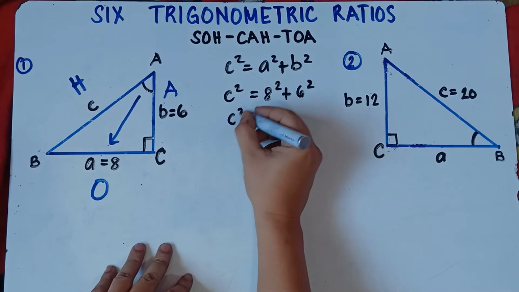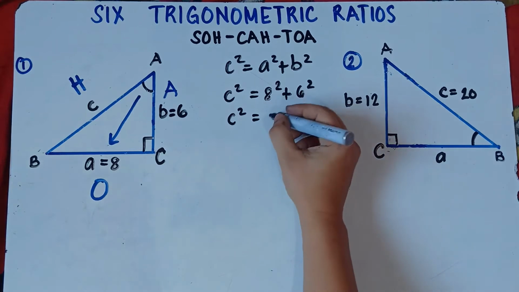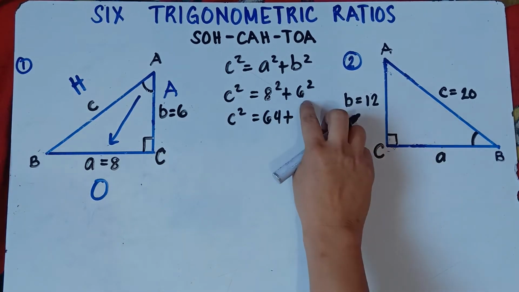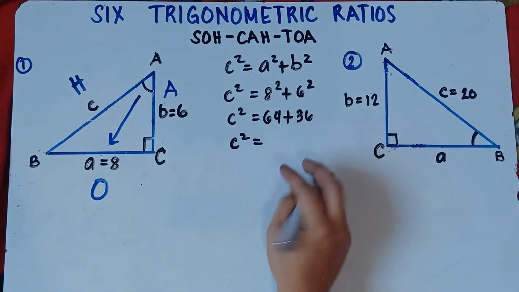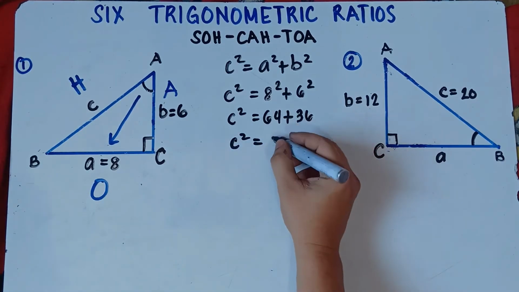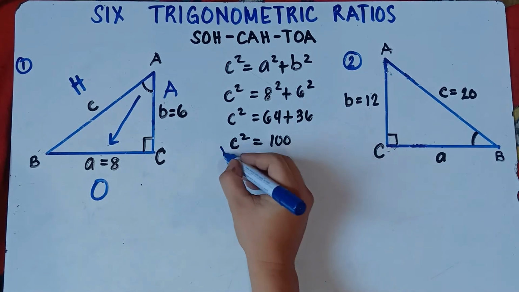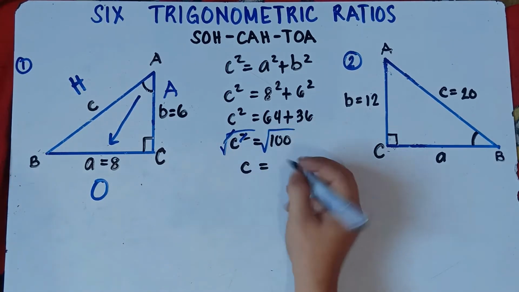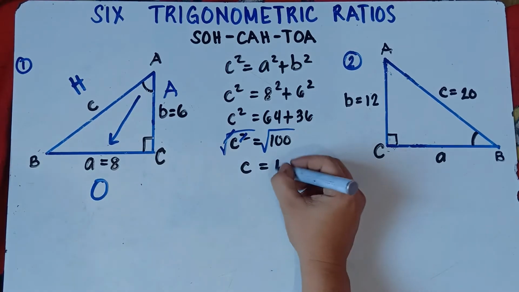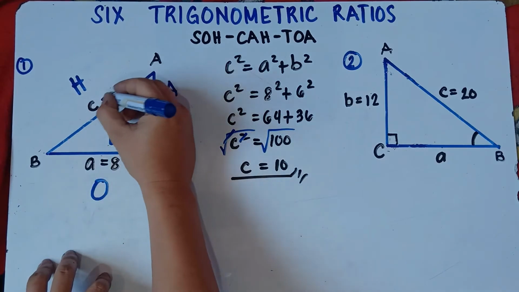So this will be C squared equals 8 squared. It means 8 times 8. 8 times 8, that is 64. Plus 6 times 6, that is 36. So this will be C squared equals 64 plus 36, that is 100. Now to get the value of C, you extract the square root of both sides. Alright, and then cancel this out, the exponent and the radical. So this will be C equals the square root of 100, that is 10. So therefore, the side right here, the hypotenuse, is 10.